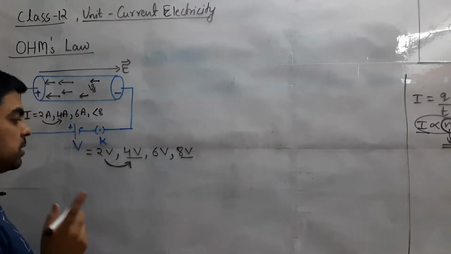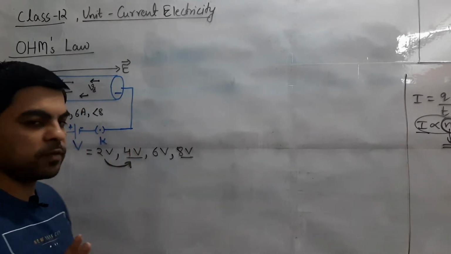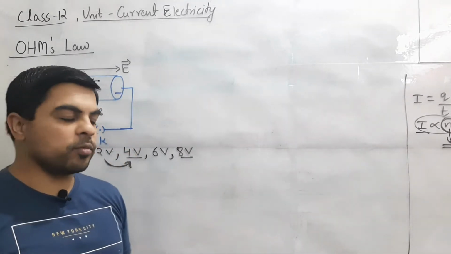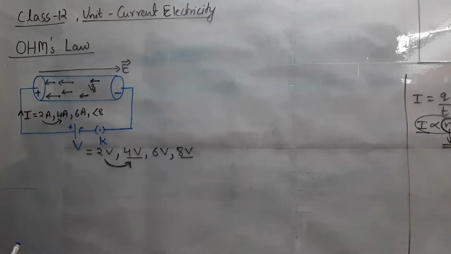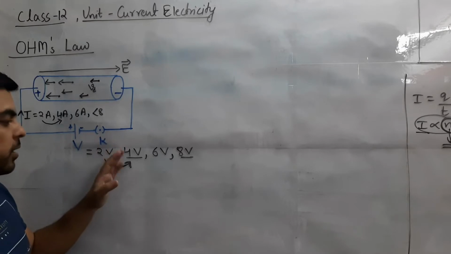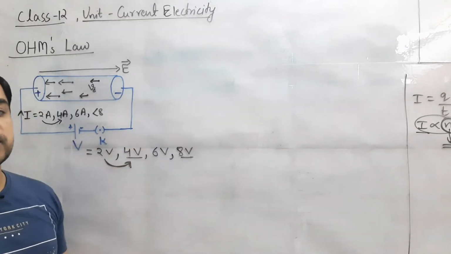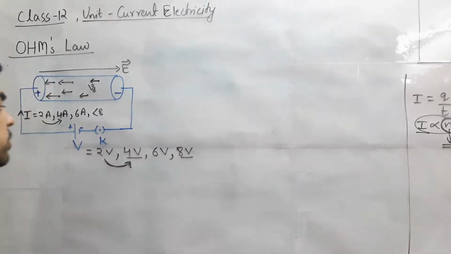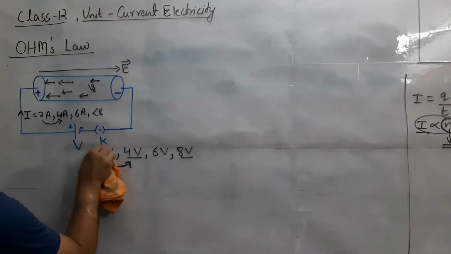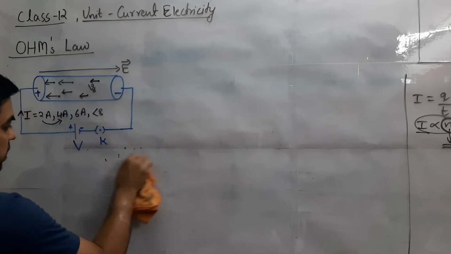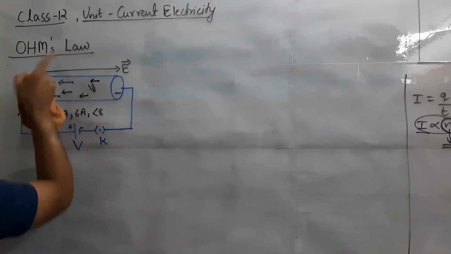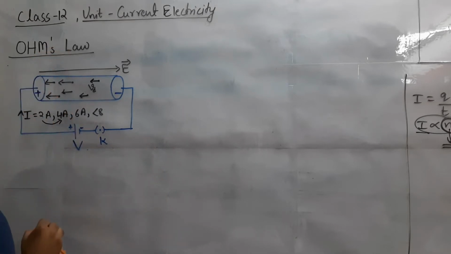So this is the practical observation, if we perform it, and this indicates that although the increase in potential difference increases the value of current in direct proportionality, but not always, there are certain conditions. So what are the conditions? That was given by G.S. Ohm, and on the name of the scientist we are giving the name to this law as Ohm's law.